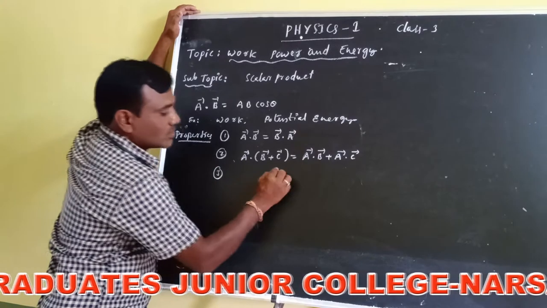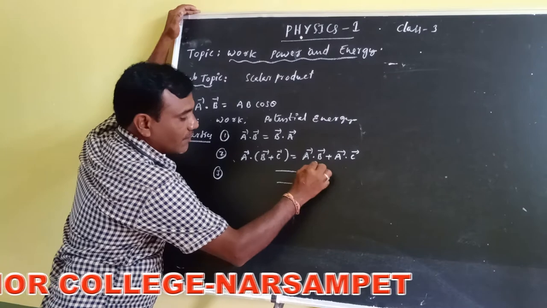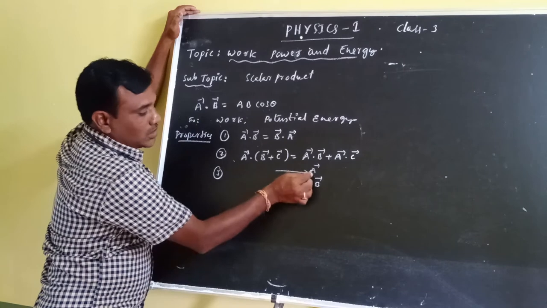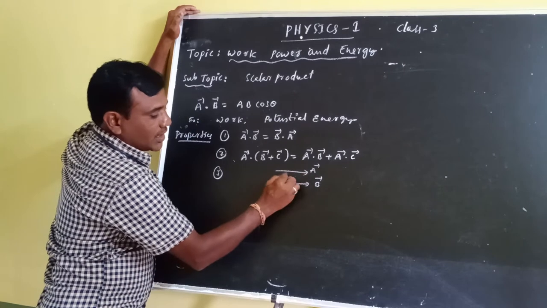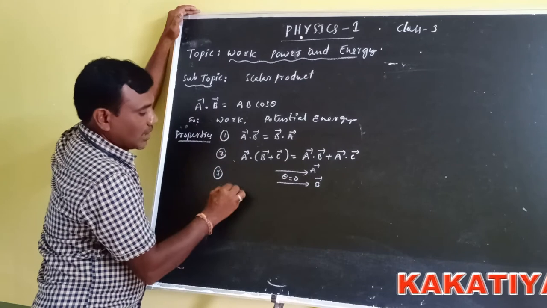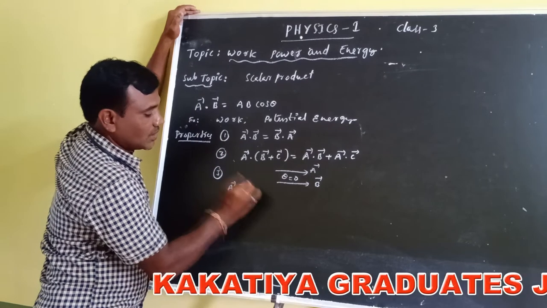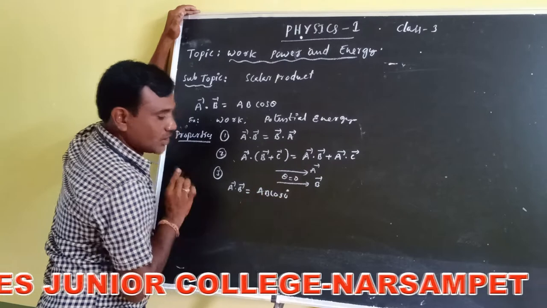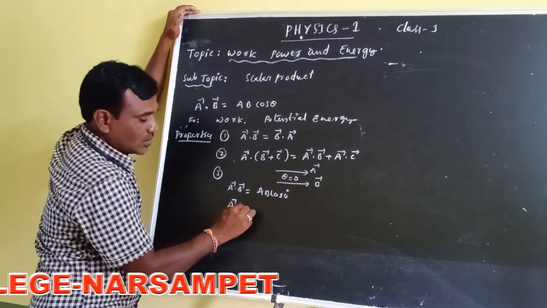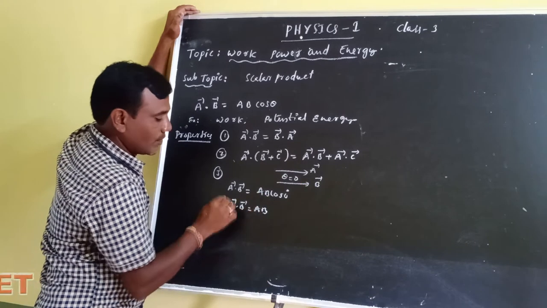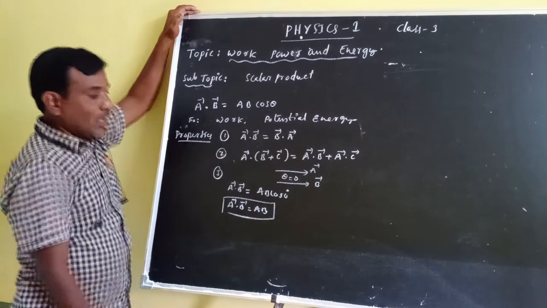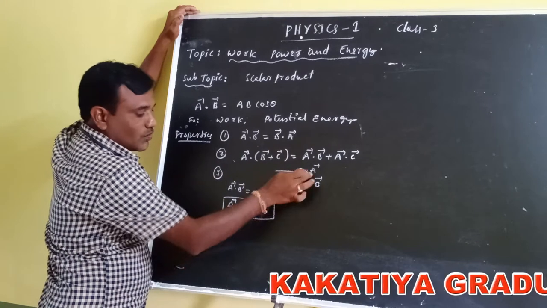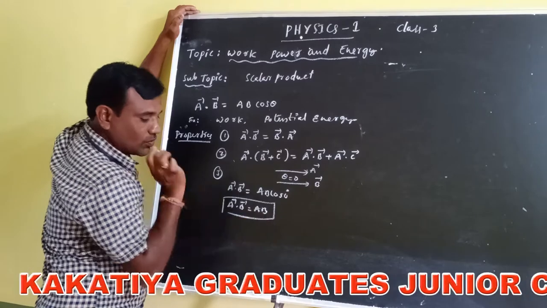Third, if the two vectors A vector and B vector are parallel to each other, what about the angle between the two vectors? Then theta is equal to 0. From this formula, A vector dot B vector is equal to AB cos theta, where theta is 0. Cos 0 is equal to 1. A vector dot B vector is equal to AB. It is the third property. When the two vectors are parallel to each other, the dot product of the two vectors is equal to the product of the magnitudes of the two vectors.